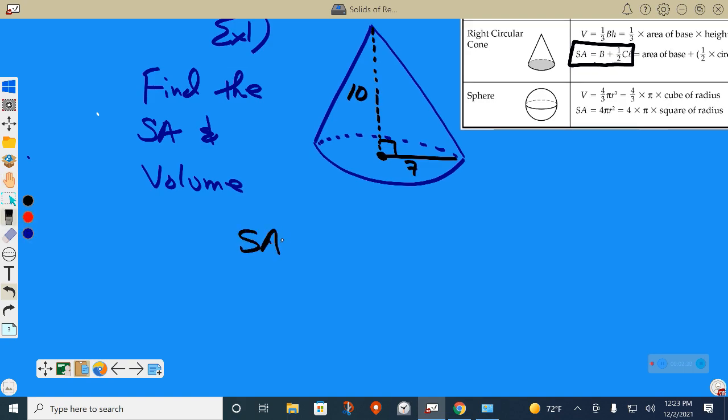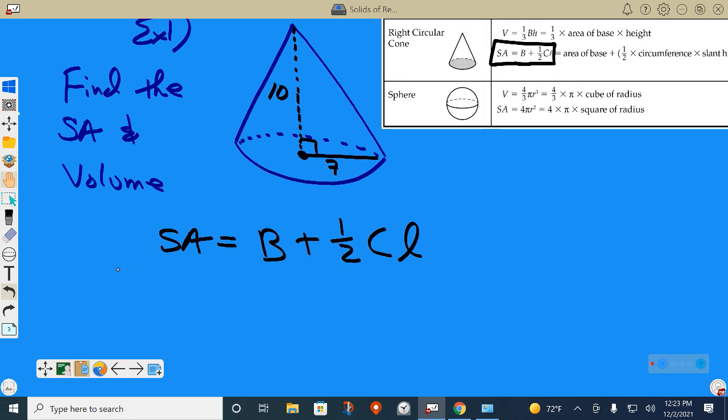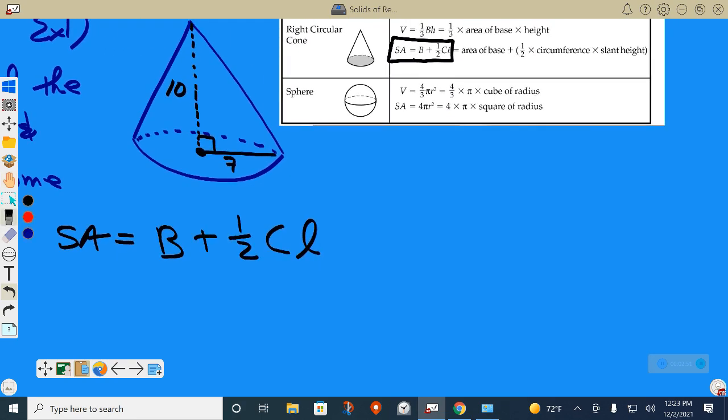Surface area is the area of the base. Remember, that's what capital B means. It doesn't mean base, it means the area of the base, which in this case would be the bottom circle. Plus, watch this now, 1/2 the circumference of the base. L, what the heck is L? Where does that come from? It refers to the slant height.